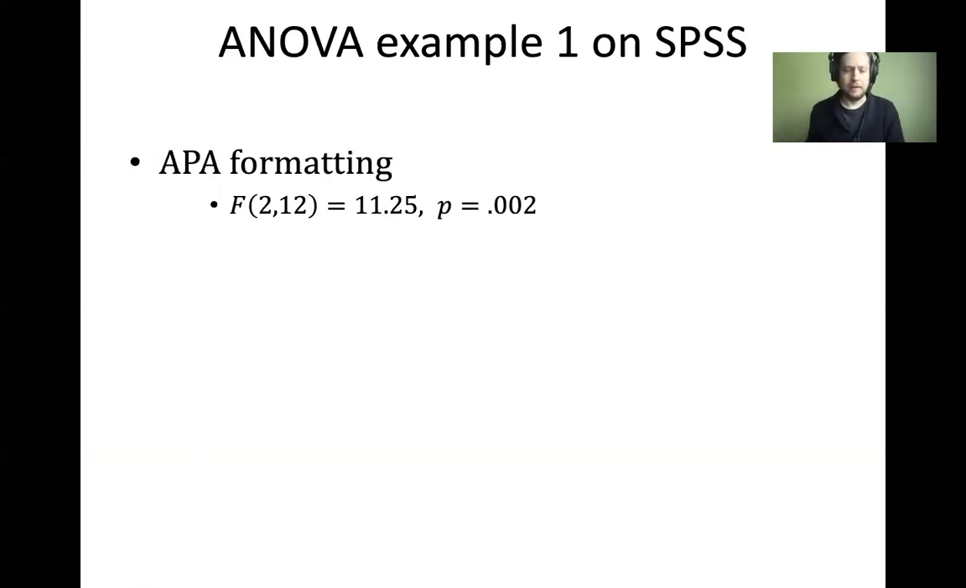I sent you an email. Please note I sent you an email for how to do APA formatting for T. It's identical to this, except for T, there's only 1 degree of freedom. Otherwise, everything is exactly the same. Oh, and it's the letter T here instead of the letter F.